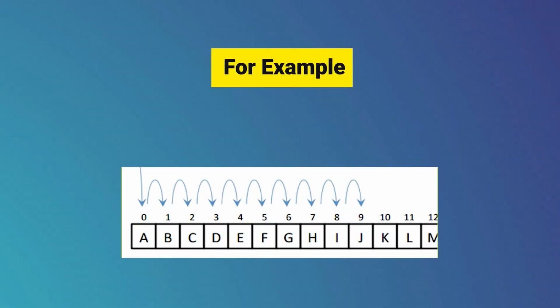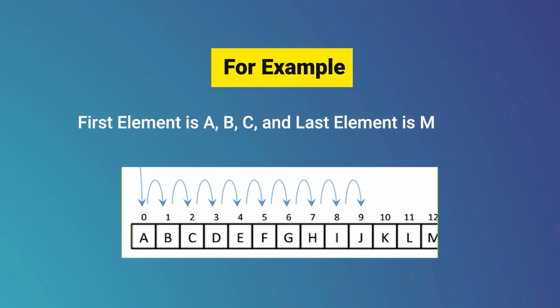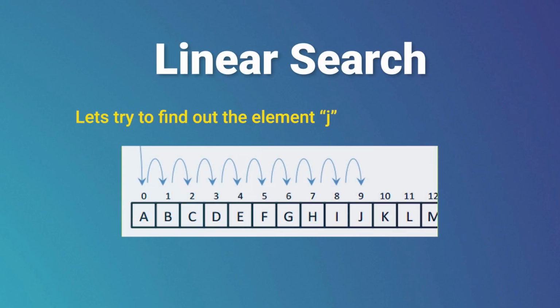Say for example, we have been provided with an array as shown in this diagram. Suppose the first element is A, the second element is B, the third element is C, and in this way my last element is M. All of these elements have indices starting from 0 to 12. Now suppose I want to find the element J in the array.